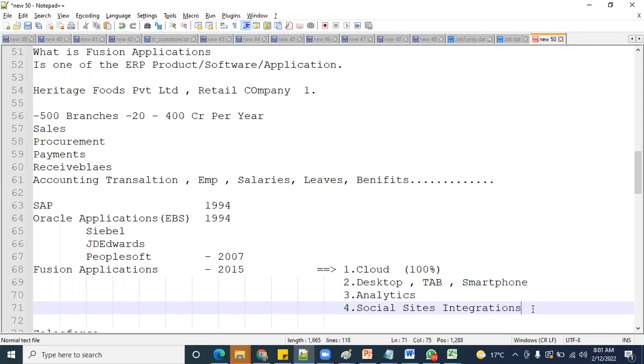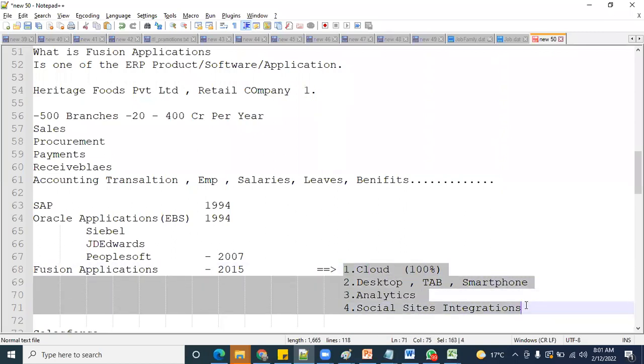Connecting with Naukri, connecting with LinkedIn, connecting with Facebook, connecting with YouTube channels, like that. So it depends on the business. Every client wants to have an integration with the social sites. That should be very easy, then the client will be happy. So clients are expecting all these features nowadays.